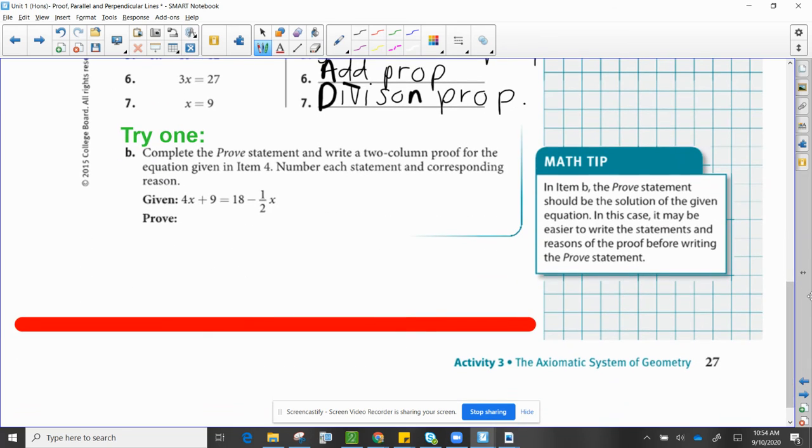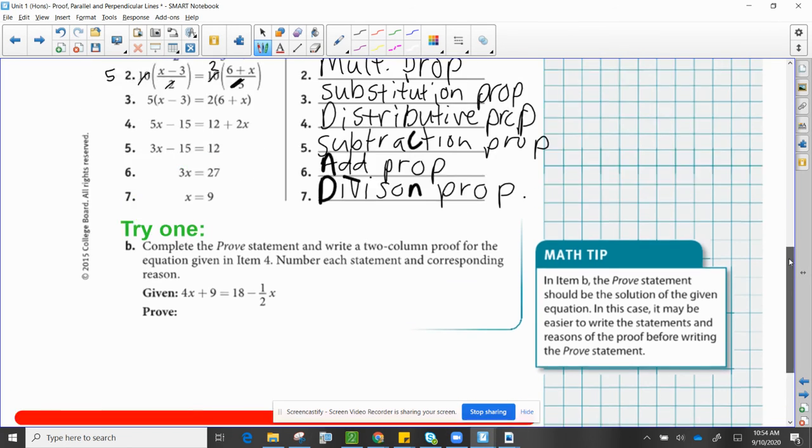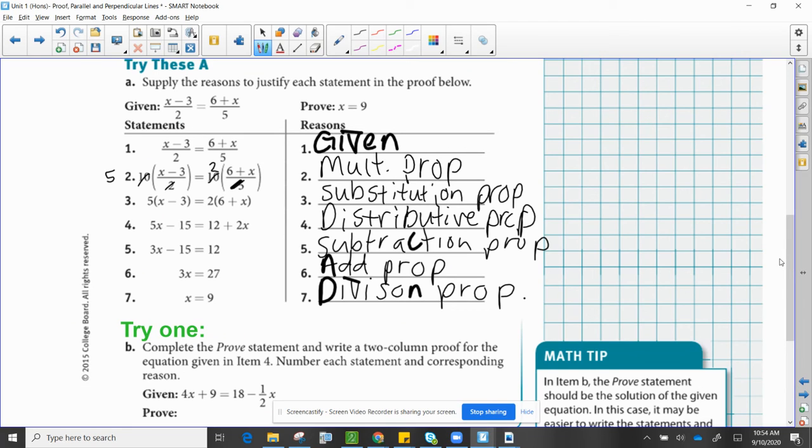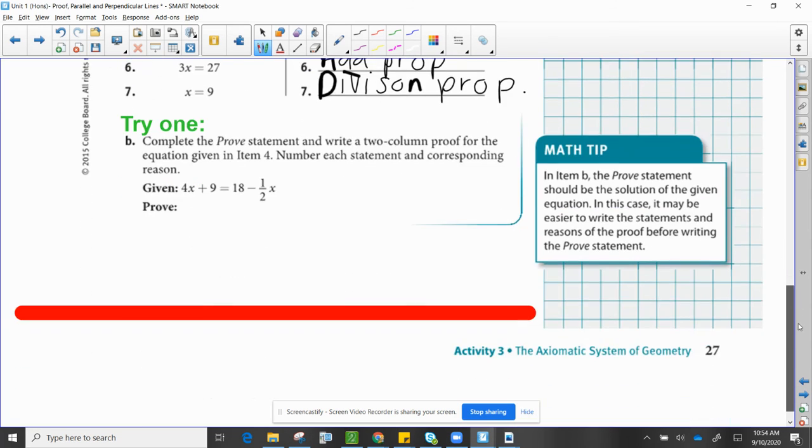Okay. So I'm going to have you try B. You're going to make a 2-column proof for that equation in number 4. Number each statement and corresponding reasons. So you're going to do exactly what your book does here, where you have the statement as 1 and the reason as number 1. Okay, 2, 2, so line them up. So I'm going to have you guys try that on your own.